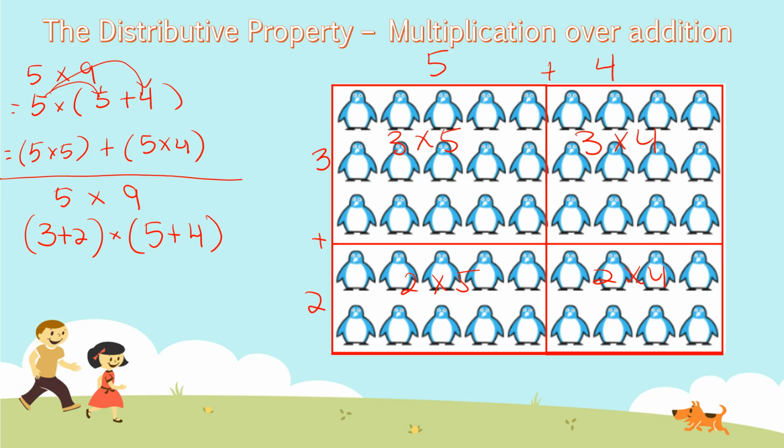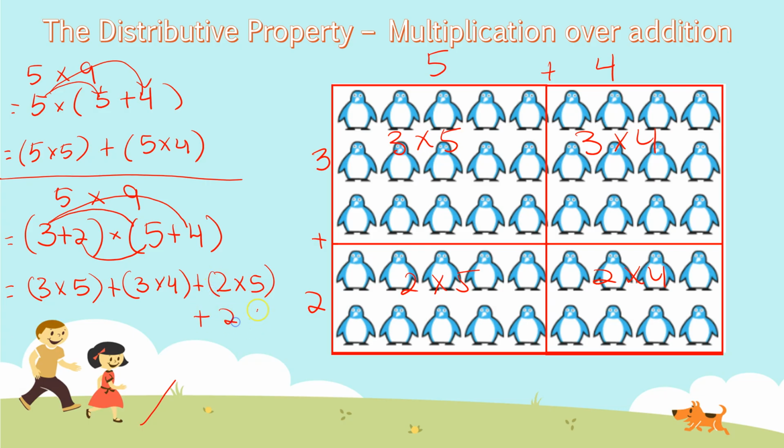How does that work? First, I have to say 3 times 5 and then 3 times 4. That's the top 2 rectangles. So this is the same as 3 times 5 plus 3 times 4, and then plus 2 times 5, and then plus 2 times 4. Okay, so there are 4 parts there. Okay, and that is what we call the distributive property.